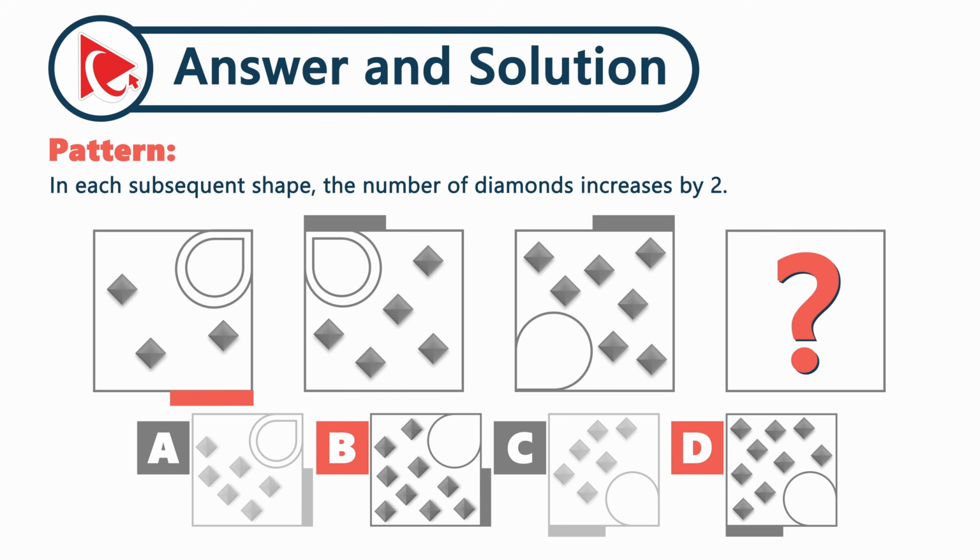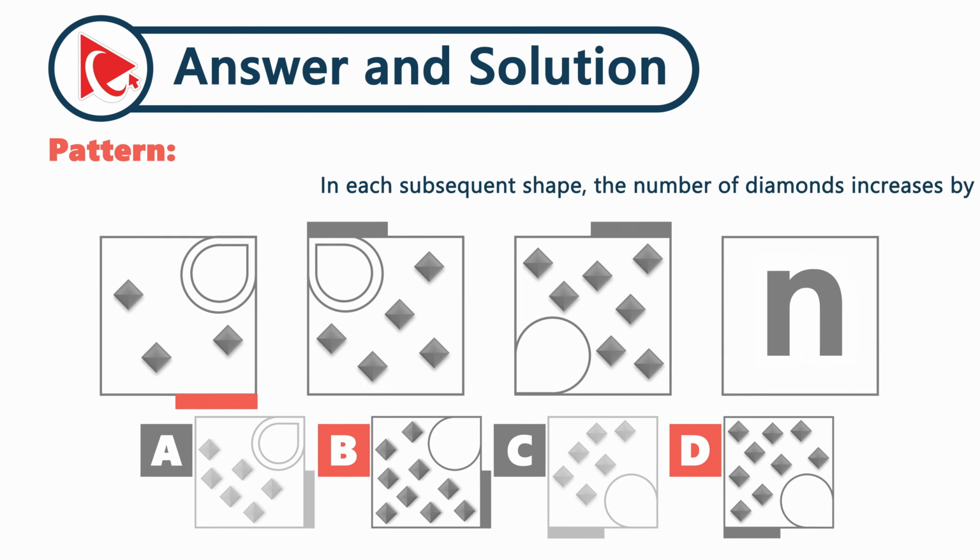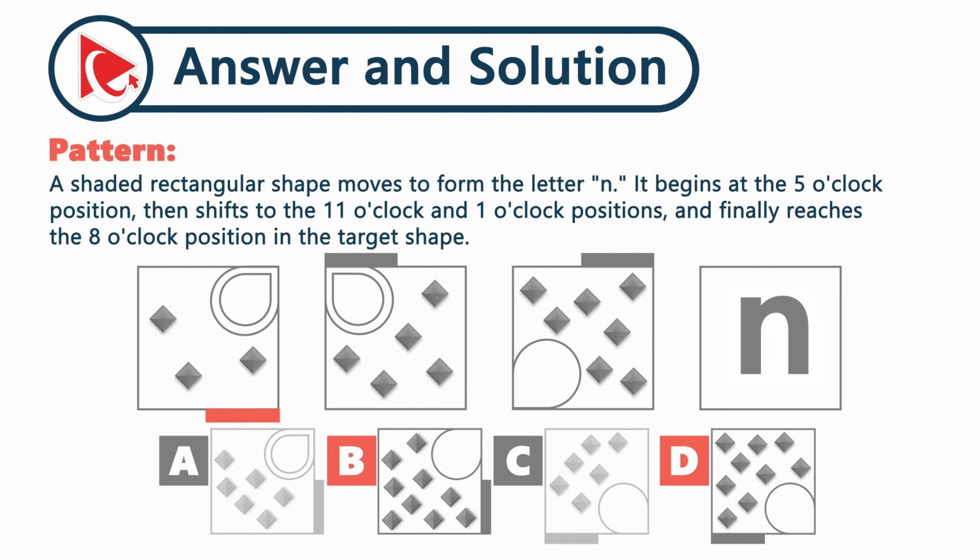To better understand the pattern, let's imagine the letter N in the English alphabet. A shaded rectangular shape moves to form the letter N. It begins at the 5 o'clock position, then it shifts to the 11 o'clock and then 1 o'clock positions, and finally reaches the 8 o'clock position in the target shape.